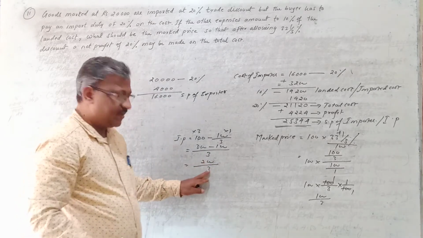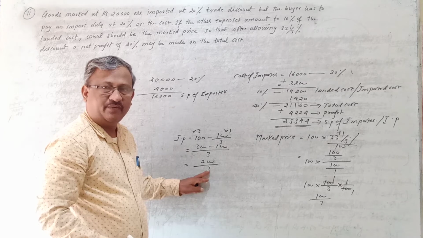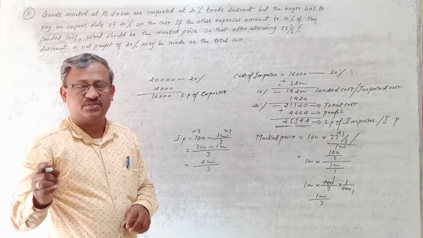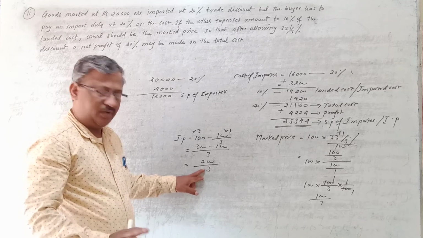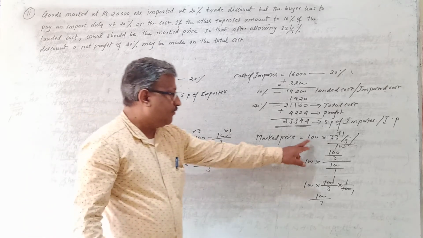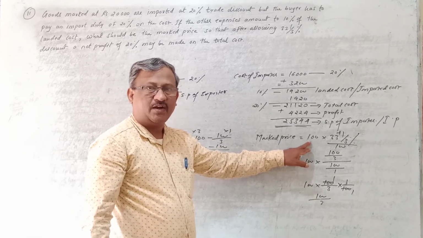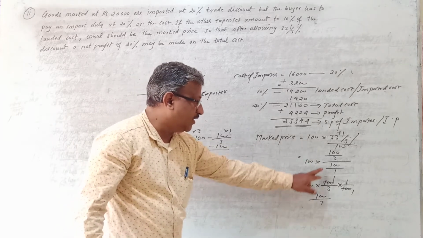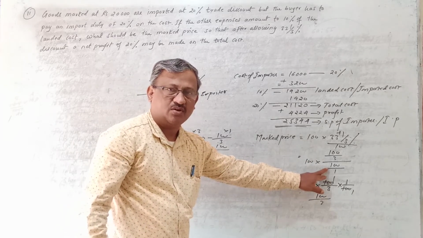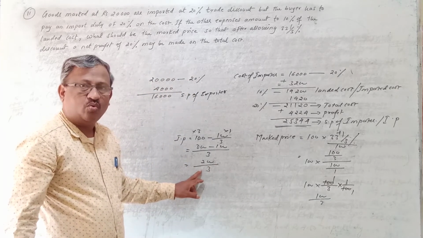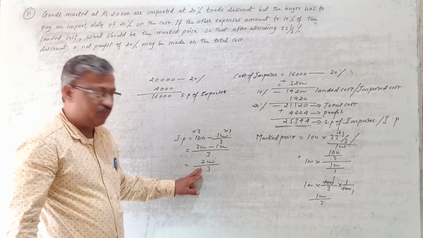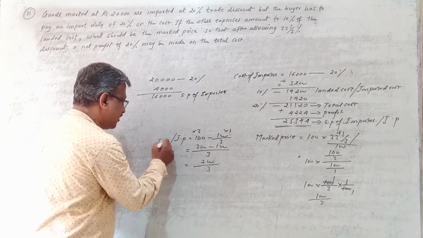Again, 200 is not exactly divisible by 3 here. If you go to divide, it comes to 66.666, recurring. So don't go to divide, keep as it is. What is the meaning of this? If he has marked his goods for sale at 100 rupees and if he is giving 33 and 1/3% discount on his marked price, so his invoice price comes to 200 upon 3. This is the invoice price, or you can call it the selling price.